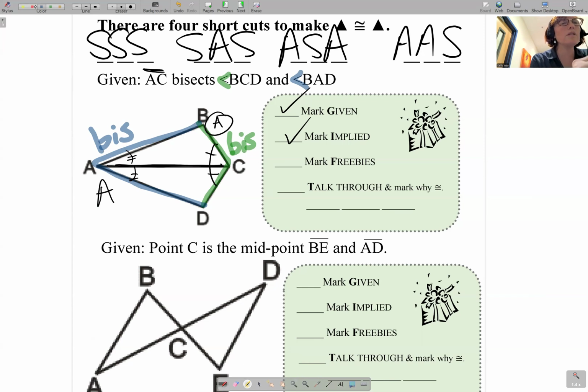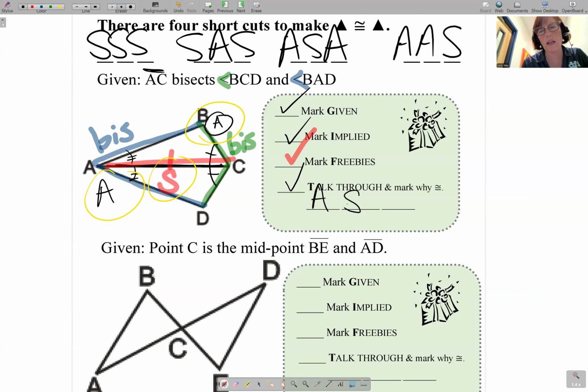Freebies, what else is congruent here is this reflexive side down the middle. So look what shortcut is actually happening here. You can see that the shortcut here is angle, side, angle. It is a hamburger. Let's try this one.